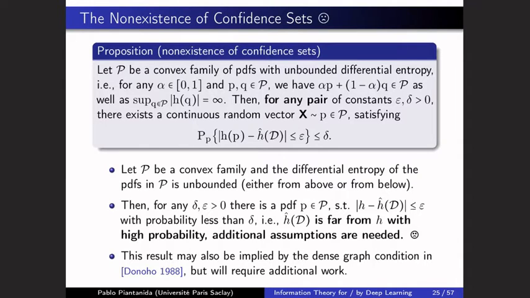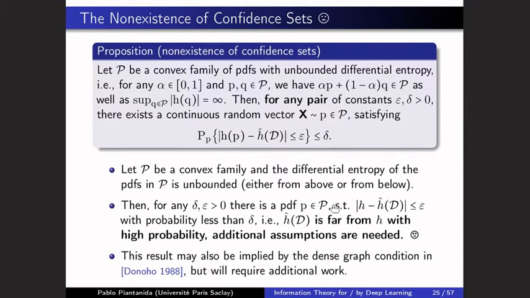It tells you that if your class of distributions is convex, which is a very normal assumption, and there are maybe distributions for which the entropy in absolute value is infinity, then no matter how many samples you have and no matter which estimator you have, it is always possible to come up with one distribution in that class for which the probability of being close to the true entropy using your estimator is very small.